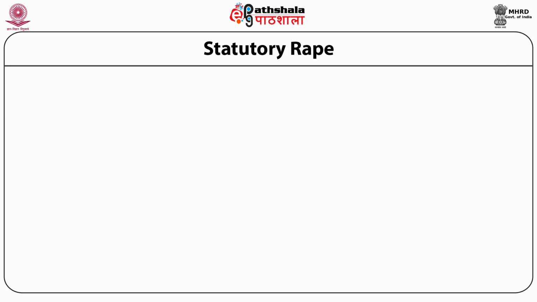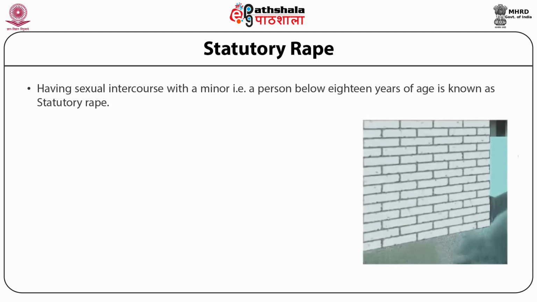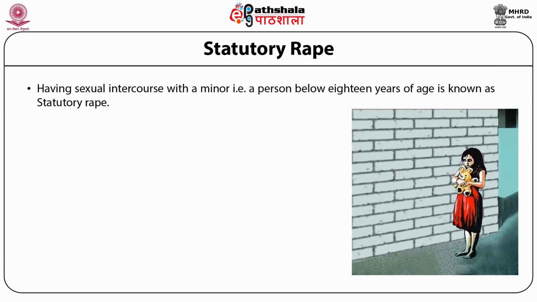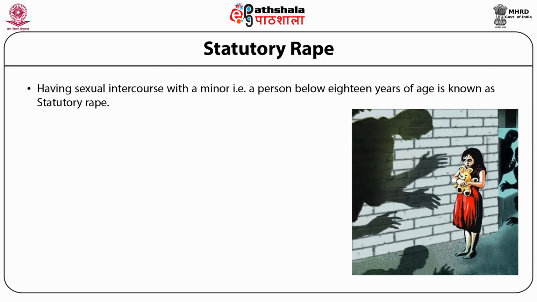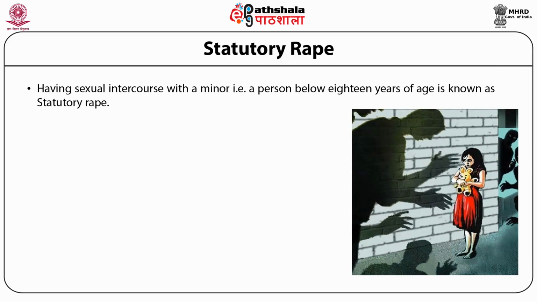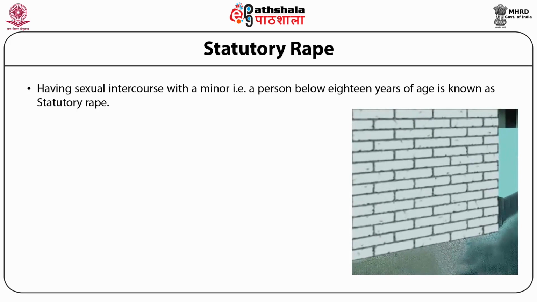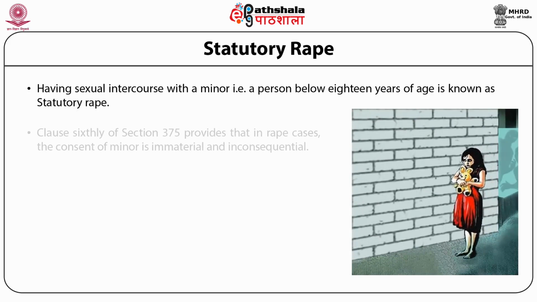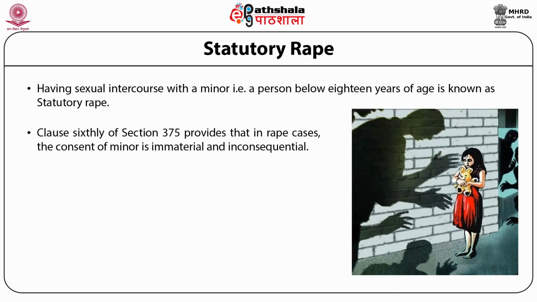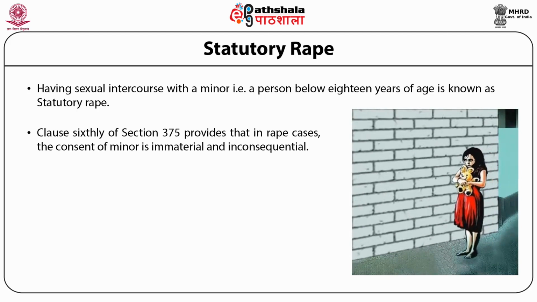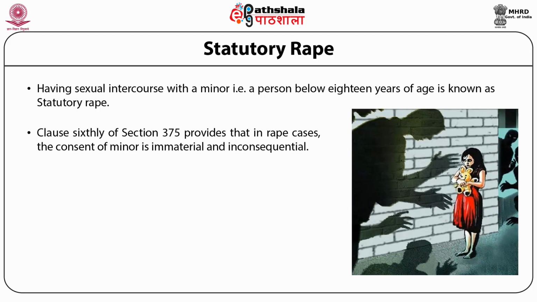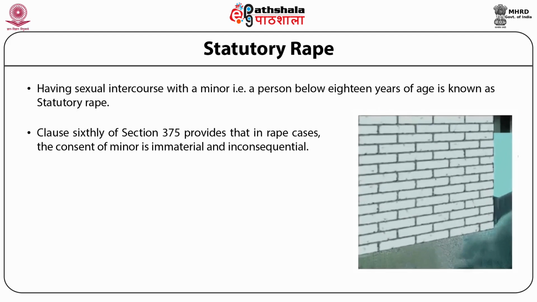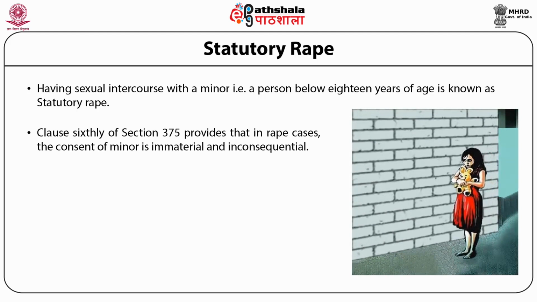The first category of rape that we will discuss today is statutory rape. Having sexual intercourse with a minor, that is a person below 18 years of age, is known as statutory rape. Why it is known as statutory rape is because clause 6th of section 375 provides that in rape cases, the consent of a minor is immaterial and inconsequential. Thus, whosoever establishes sexual relations with a minor would be guilty of statutory rape.